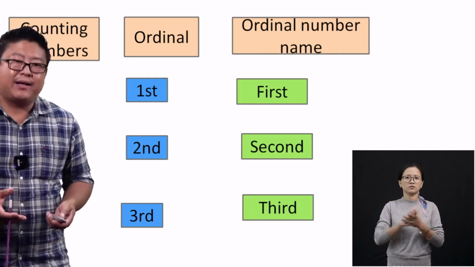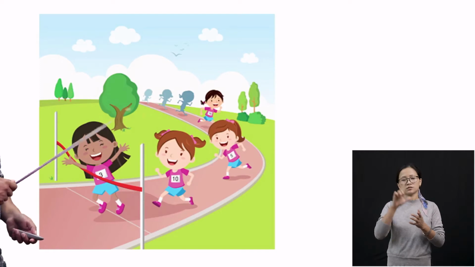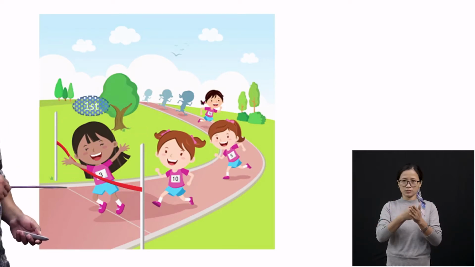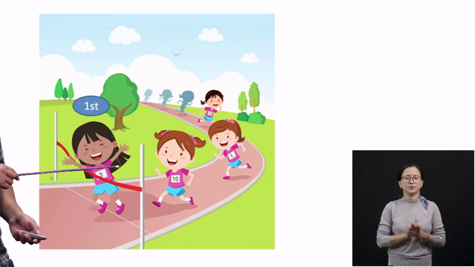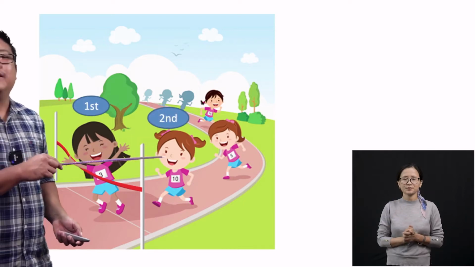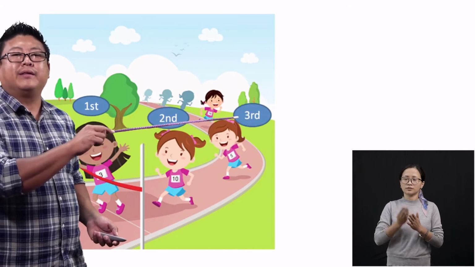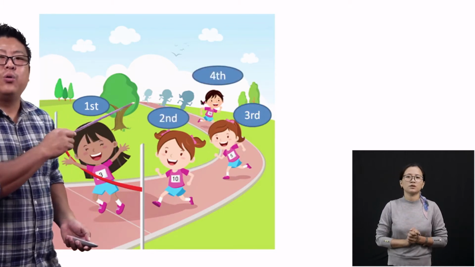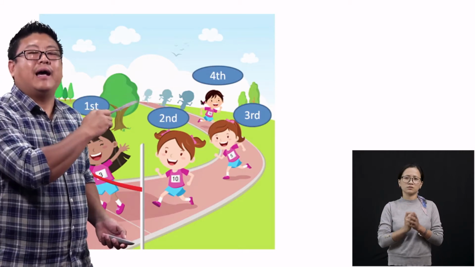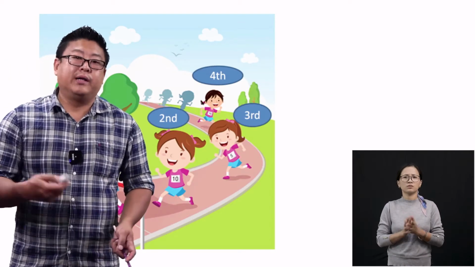All right, children? So this was about ordinal numbers. Let's look at one final example that we have already seen in the previous class. We see the girls running a race, right? The first girl to finish the race is declared as first. The girl next to her is declared as second. The girl behind second is declared as third. And the girl behind third is declared as fourth. So it goes on like that, fifth, sixth, seventh, and so on. All right, children? So this is all about ordinal numbers.